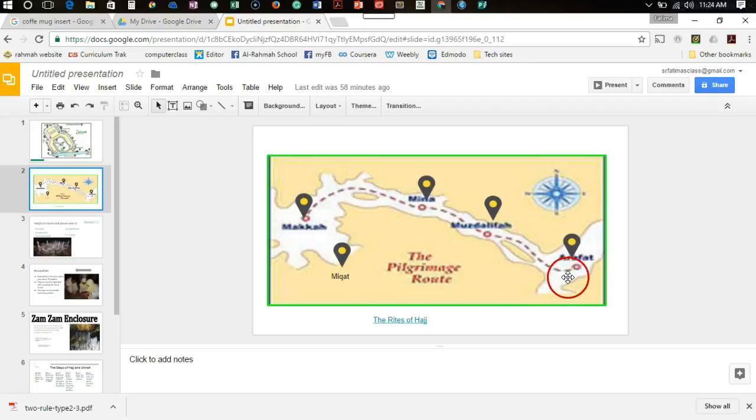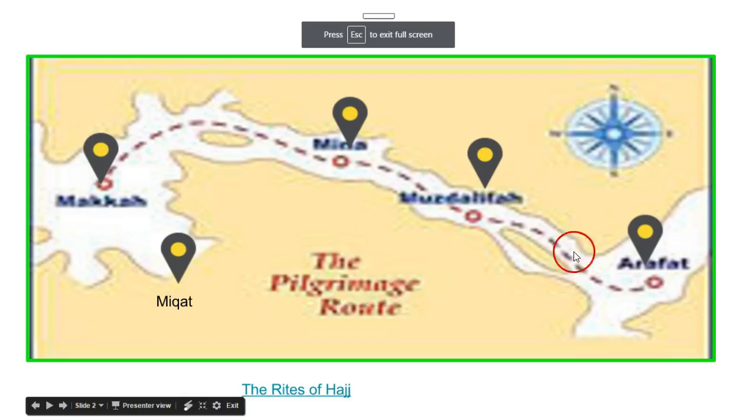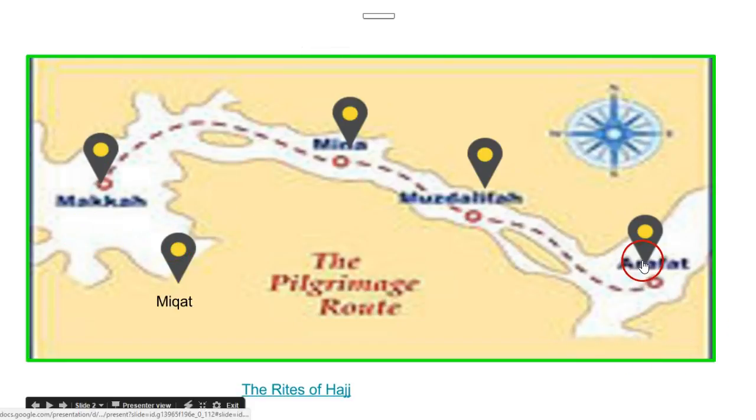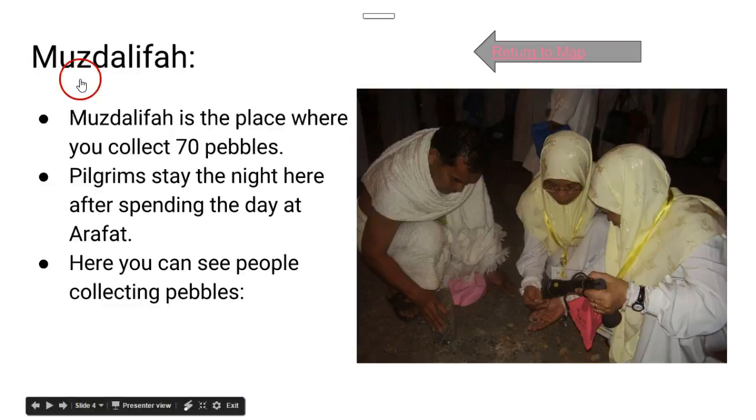If you're an 8th grader, you're doing the pilgrimage route, the Hajj route. So here, this person used this type of map. So let's do the presentation view. They used this type of map, and they had 5 locations that they had to identify. This location, Mikat, was not on this map, so they included it, which was a very smart idea. So you click on these locations. For example, I click here, and it takes me to a page about Muzdalifah. Excuse my pronunciation. It gives you information about that location, and then here's your return to the map.